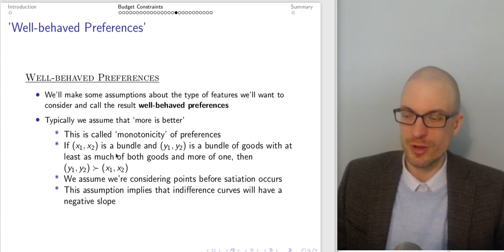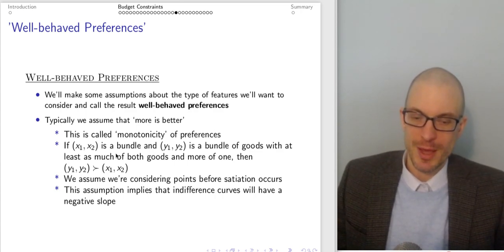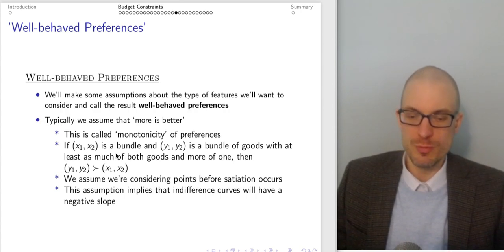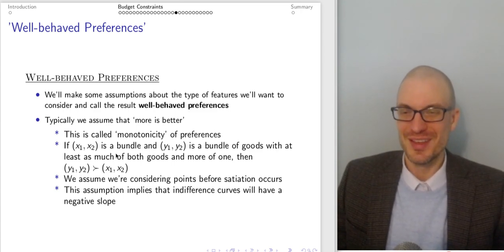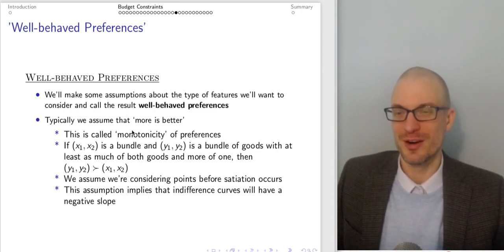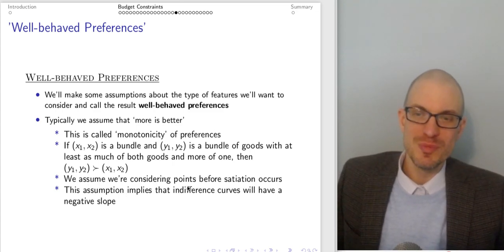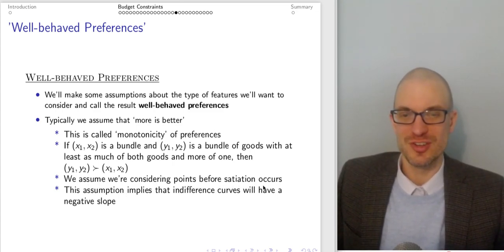If you have two bundles, one that has 1 Coke and 1 Pepsi and one that has 1 Coke and 2 Pepsis, you must prefer the one that has 2 Pepsis and 1 Coke to the one that has 1 Pepsi and 1 Coke to be consistent with more is better. Here we're considering points before satiation occurs, because we're assuming satiation is not going to happen.